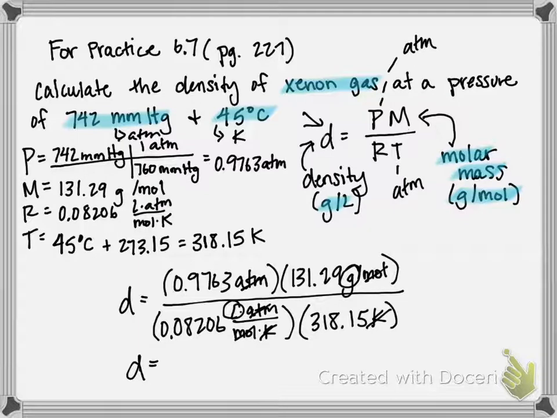Our density for this is 4.91 grams per liter, because those are the only two units that didn't cancel. So the density of xenon under these conditions is 4.91 grams per liter. And that's how to utilize a variation of the ideal gas law to solve for density of a gas.